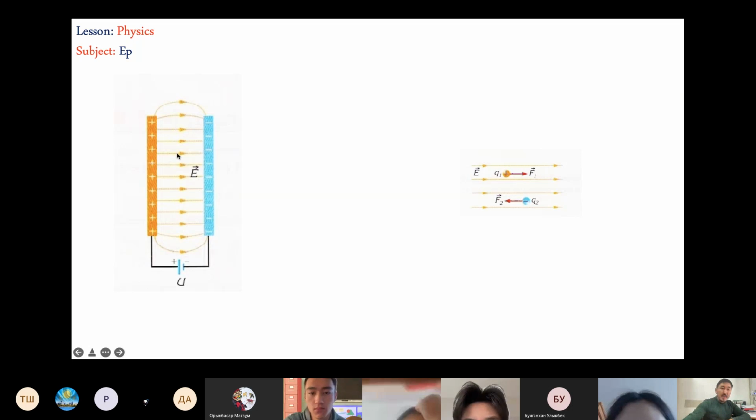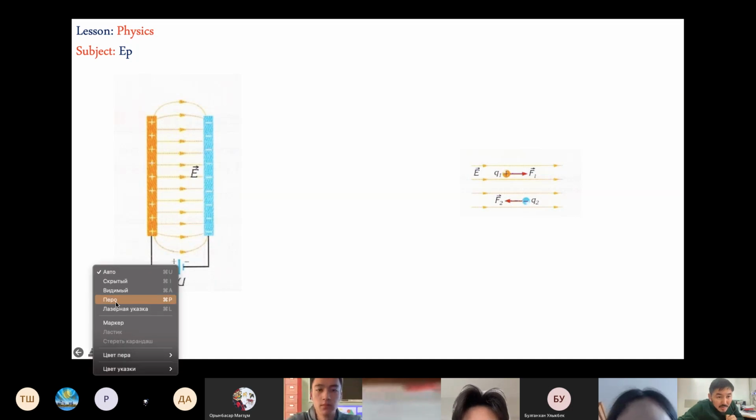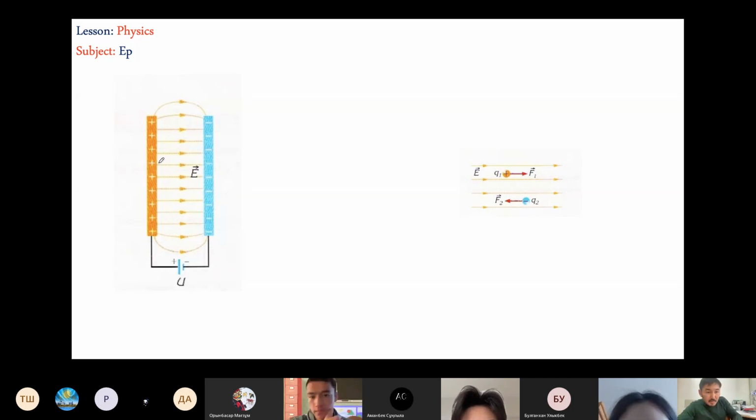Here you can see charged plates. So one of the sides here is positively charged and the other side is negatively charged. And if you remember, the electric field lines originate at the positive and terminate at the negative.